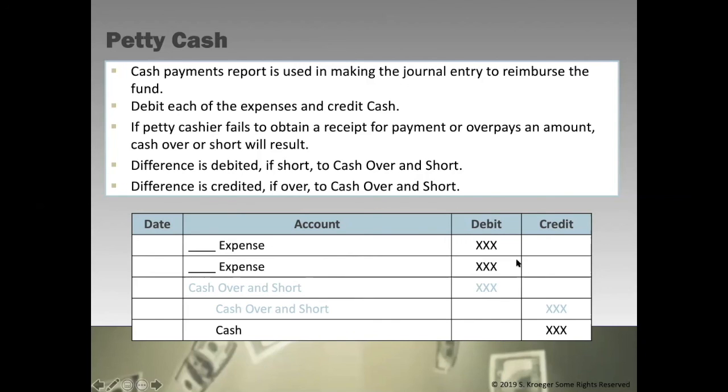My last step is to add up my debits and credits and see if they match. If they do, you're done. If not, it's because there's an overage or a shortage of cash. I would either debit the cash over and short account if there's a shortage, or I would credit that account if there's an overage. I just try and make sure my debits and credits equal in the end.